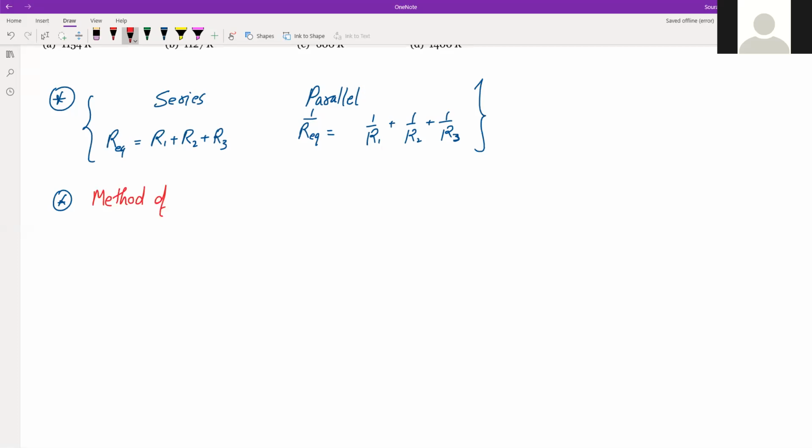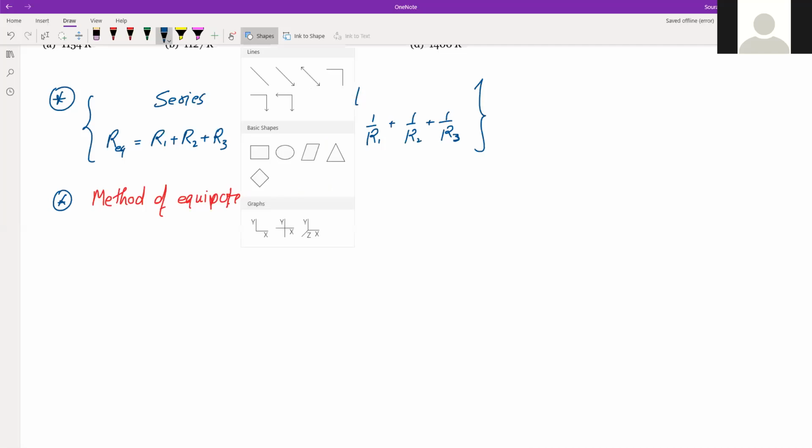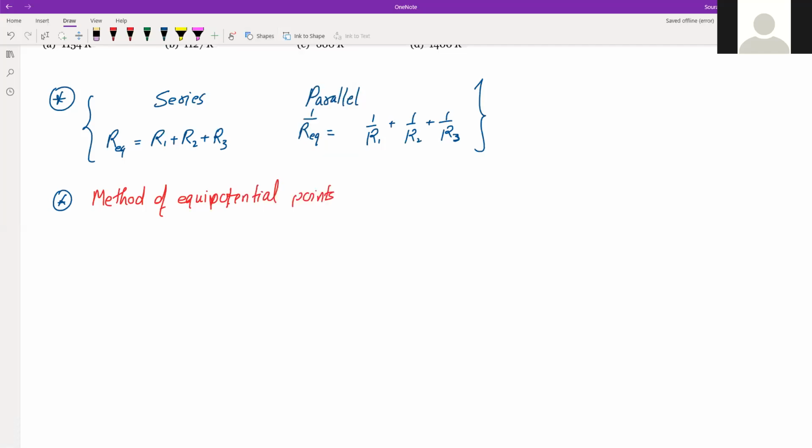Method of equipotential points. So let's revise quickly what we have understood till now.